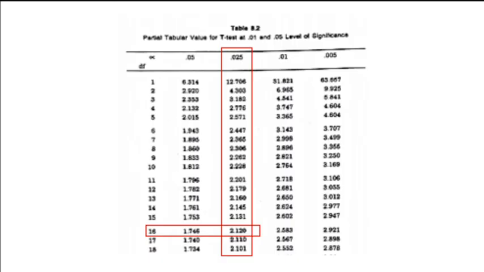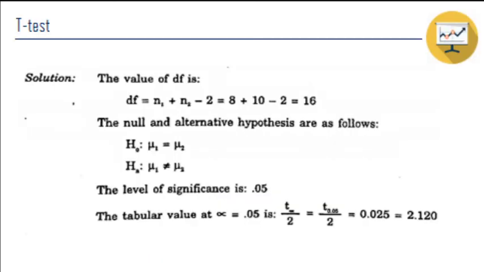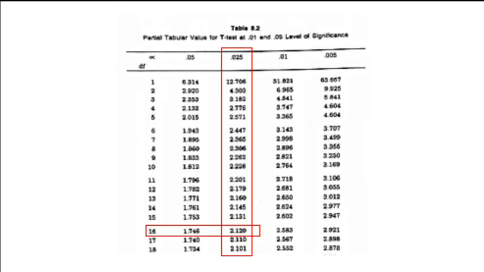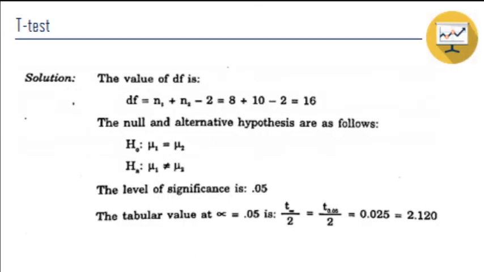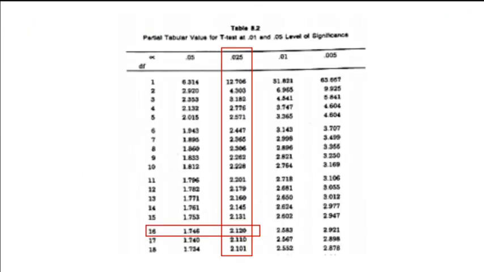Okay, so, para ma-determine yung tabular value natin, kailangan nating gamitin yung table. So, ang degrees of freedom natin is 16. Ayan, makikita nyo 16 ang degrees of freedom natin. So, ang alpha natin, kailangan nating i-divide ng 2, which is 0.05 divided by 2 is 0.025. So, yun yung magiging level of significance natin. So, the intersection of 0.025 and the degrees of freedom, 16, is 2.120. So, 2.120 ang magiging tabular value natin.